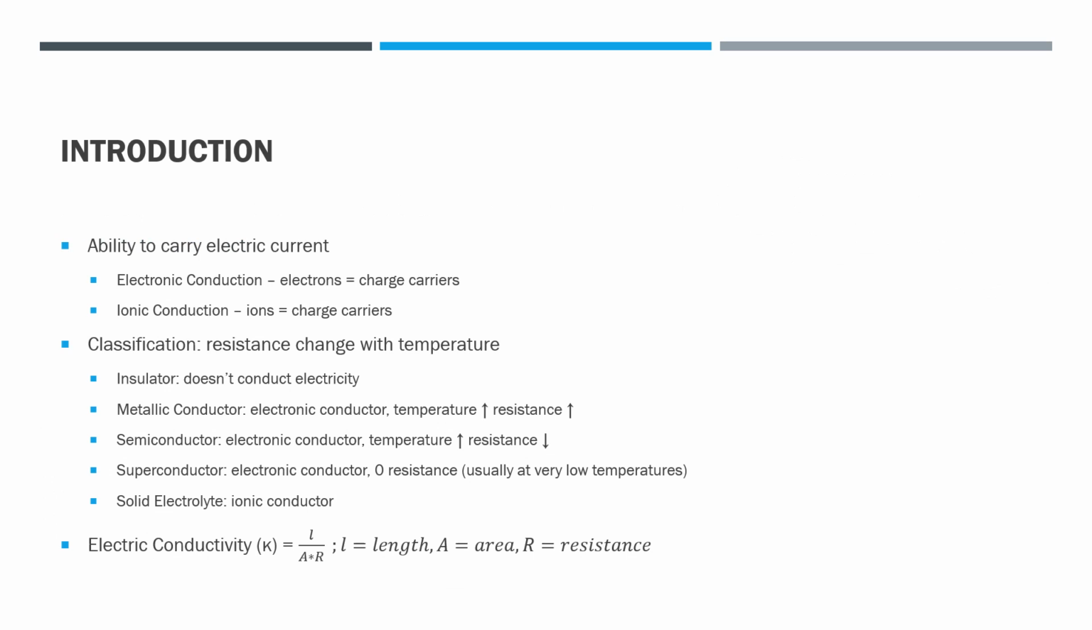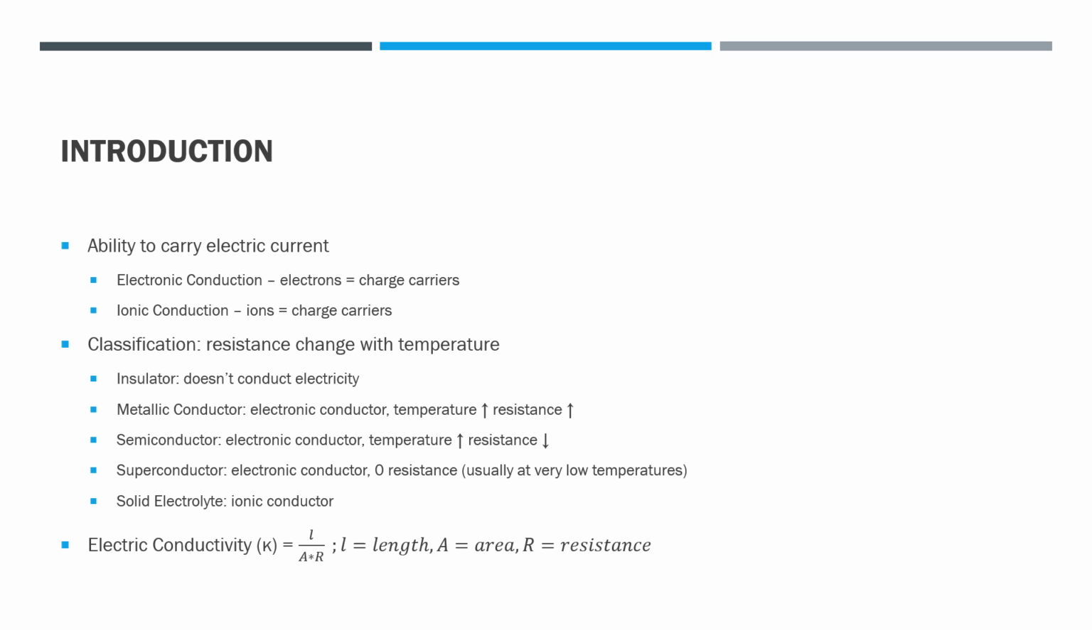Okay, so let's go over some very brief introductory stuff. The ability to carry electric current can be separated into two distinct groups. The first is electronic conduction, where we have electrons as the charge carriers. That should make sense. We also have ionic conduction, where we have ions as the charge carriers. For example, if you say a sodium chloride solution is conductive, that's ionic conduction. Electronic conduction would be more like something in a metal, where electrons are actually moving.